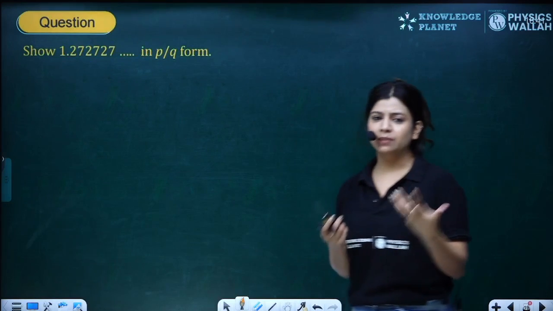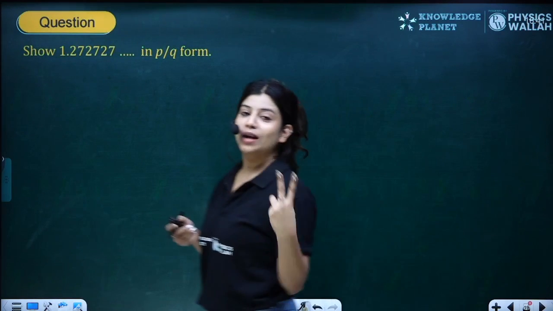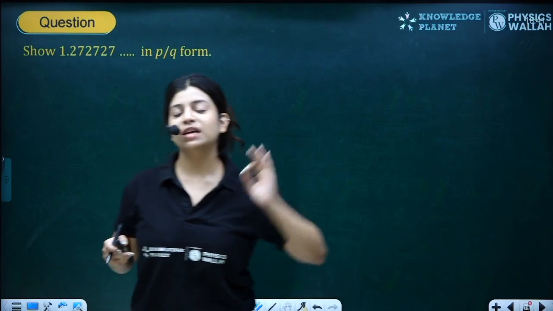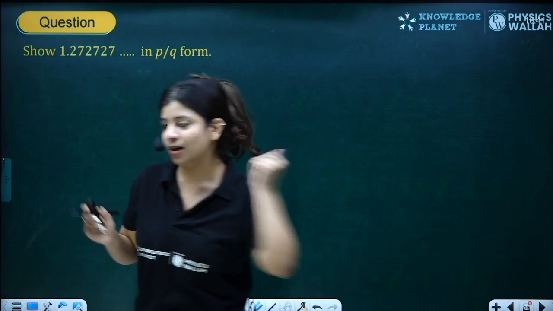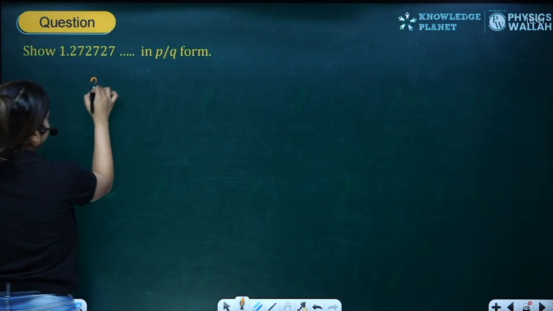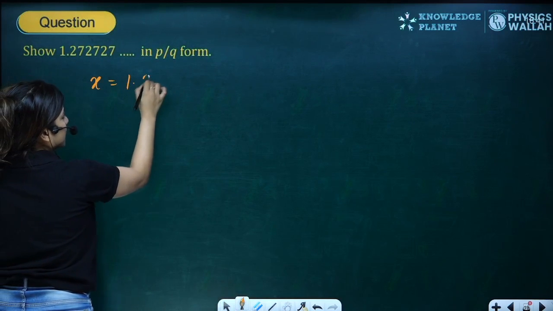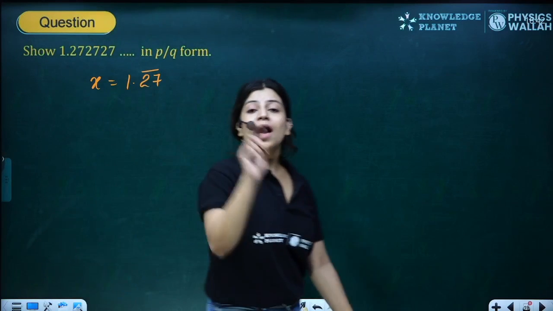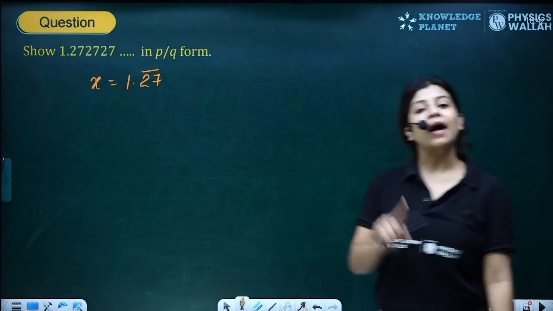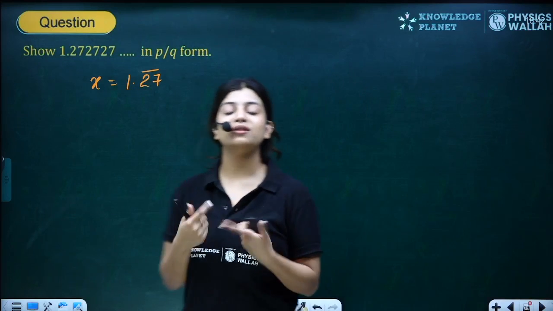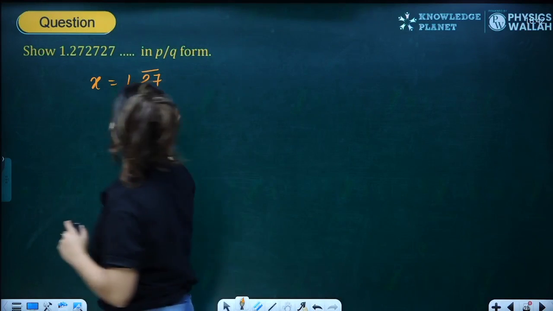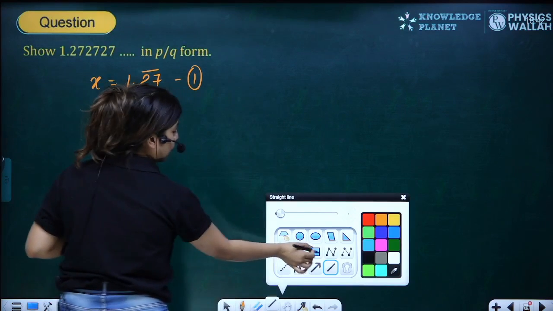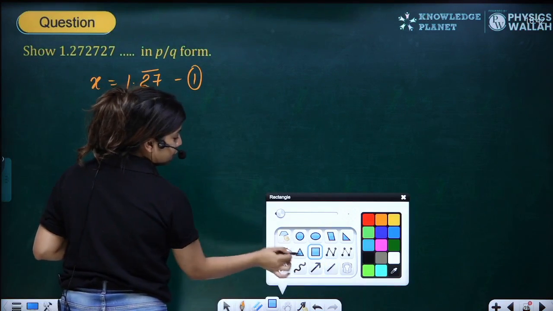One more example. Over here, we can see that two numbers are repeating. That is 27. It is 1.27272727272727 and so on. Now again, taking this number as x, I can write it as 1.27 bar. And now I have to put the bar on both the 2 and the 7, because both numbers are repeating themselves. This will be our first equation.